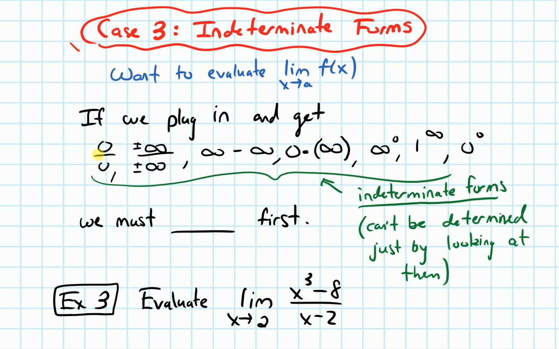It could be does not exist. It could be a finite number. It could also be infinite. We can't tell. We can't determine them. That's why they're called indeterminate. Indeterminate literally means it cannot be determined. So if we plug in and we get one of these indeterminate forms, we must simplify first. Okay, so case 3 is the case that typically shows up most often.